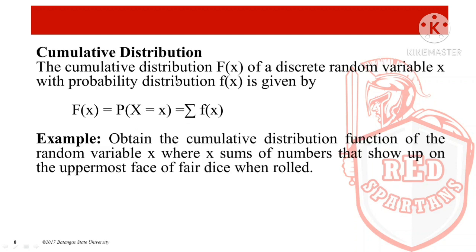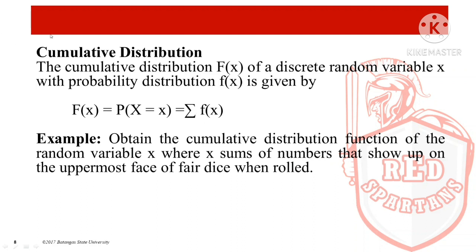For cumulative distribution, the cumulative distribution F of x of a discrete random variable x with probability distribution f of x is given by, so ito yung ating number 3 na definition kanina. So, for example, obtain the cumulative distribution function of the random variable x, where x is the sum of the numbers that show up on the uppermost face of paired dice when rolled.